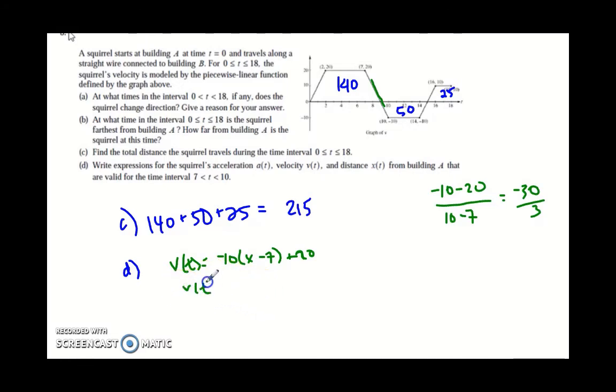Now, I know we typically tell you not to multiply out point slope form, but I'm going to multiply it out anyway so it's easier to differentiate. So negative 10x plus 70 plus 20. So that is my velocity function, negative 10. Oops, I just realized I'm using t's and x's. So why don't I fix that and I'll just use t's as our time here. So now for acceleration, we just have to differentiate velocity and we just get negative 10.